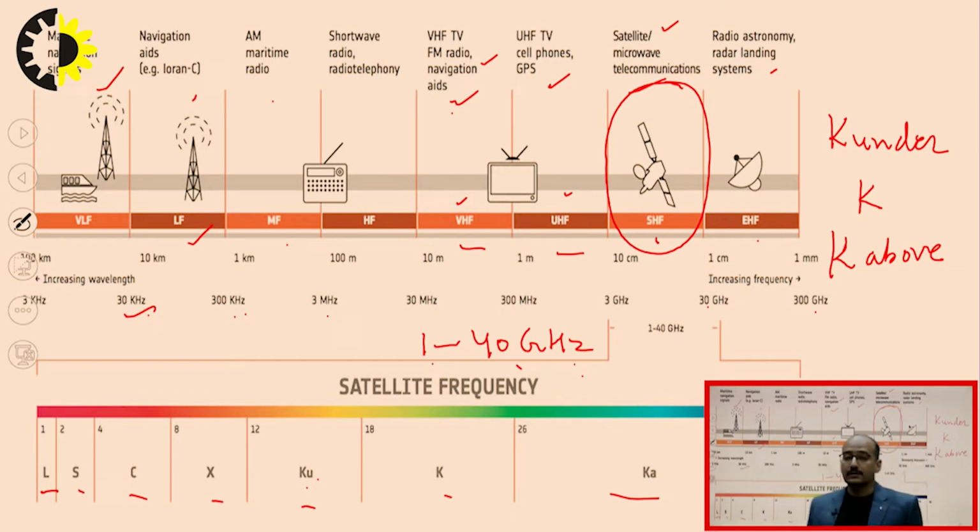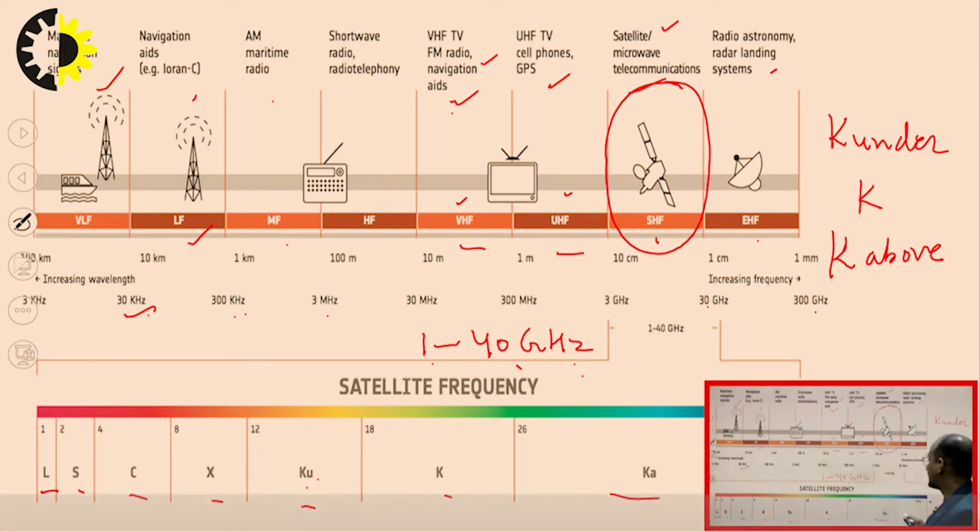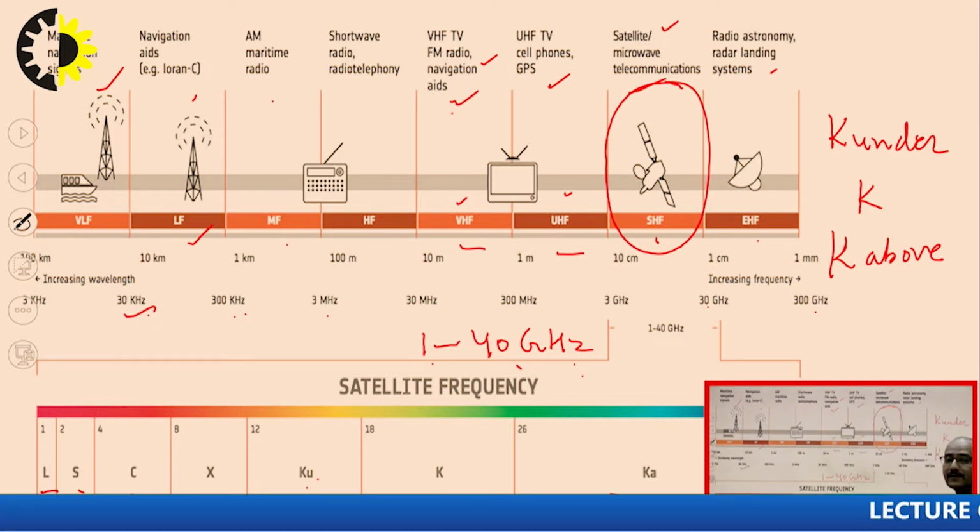Also, you can see one point here. The frequency band is continuously increasing as the frequency is increasing. Whereas S band only has a bandwidth of 1 gigahertz, this K band has a bandwidth of 14 gigahertz.